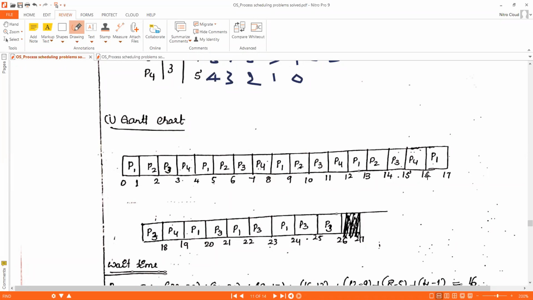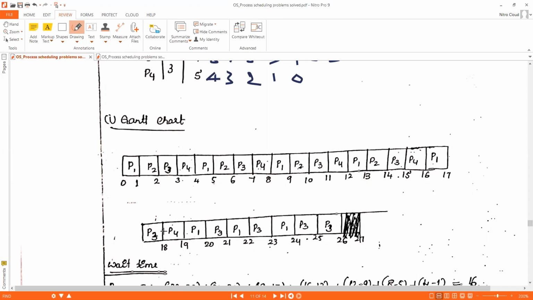By this time, at simulation clock time 17, process 2 has completed its execution, at clock time 14 itself. So process 2 will not get the CPU again. After process 2 completes, the CPU will be allocated to process 3, then process 4, then process 1, process 3, process 1.